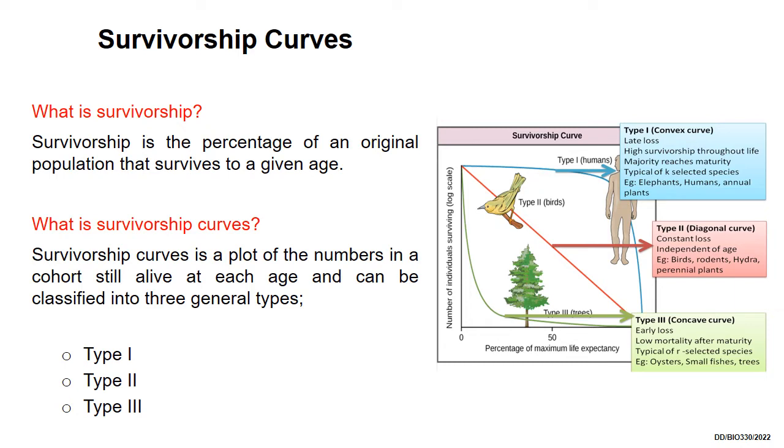Now we discuss survivorship curve. First, what is survivorship? Survivorship you can define as the percentage of an original population that survives to a given age. And what is survivorship curve? Survivorship curve is a plot of the numbers in a cohort still alive at each age and can be classified into three general types: type 1, type 2, and type 3.